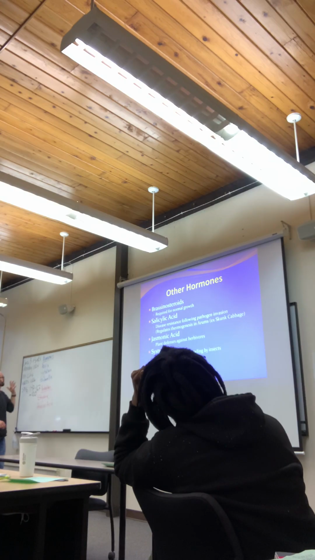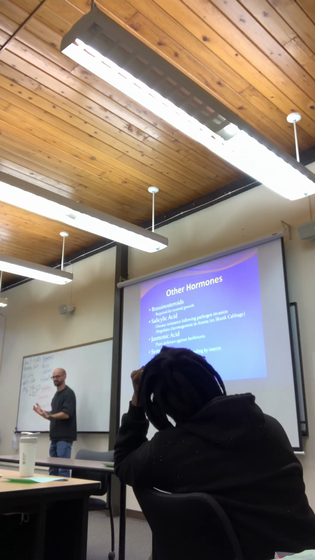So those are our big five: three promoters, two inhibitors. Know the primary role for each one. So like roots, shoots, general growth. Ethylene, it's got a couple things, but we can say senescence. Abscisic acid, stomatal control.